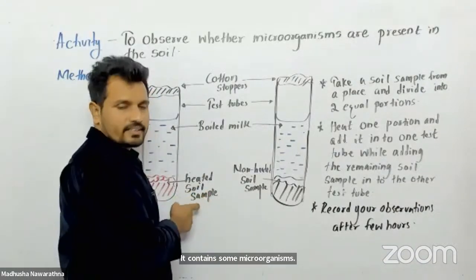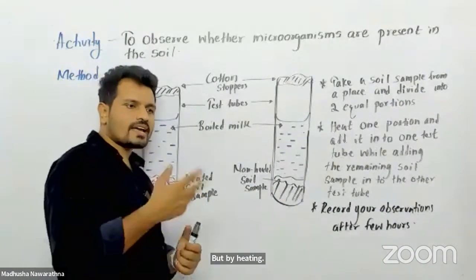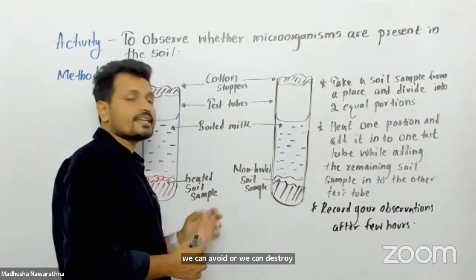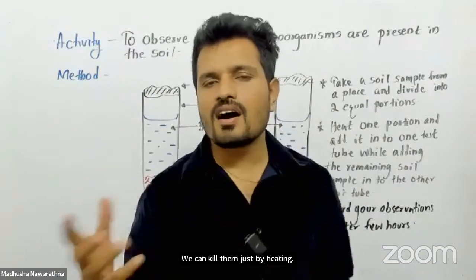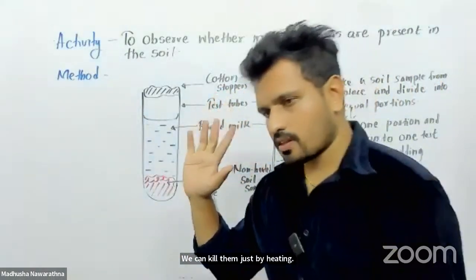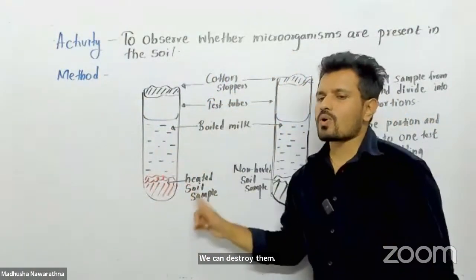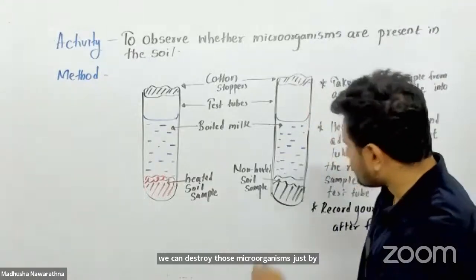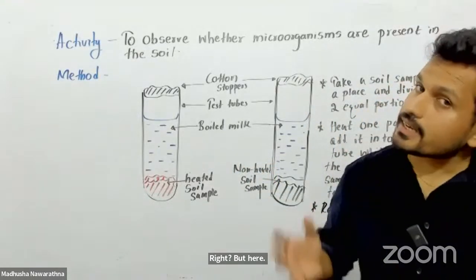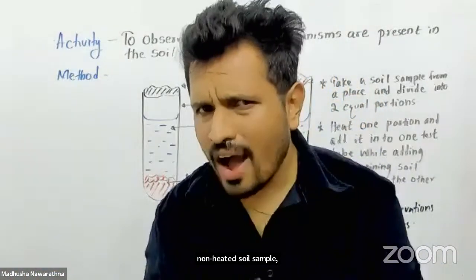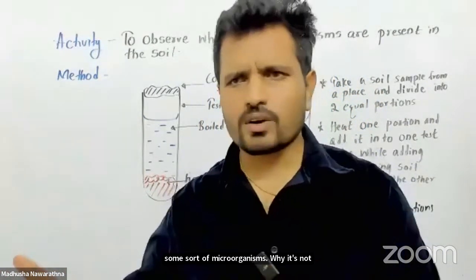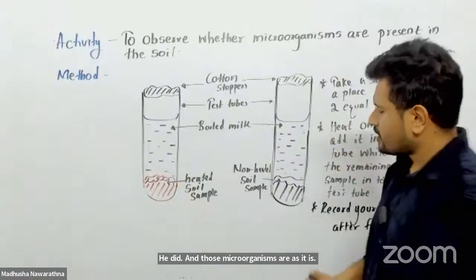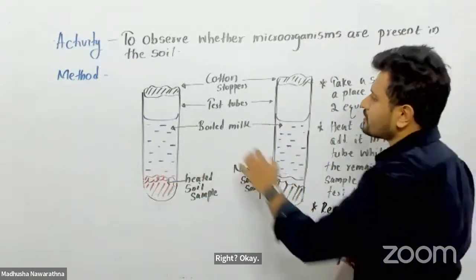But by heating, we can destroy all these microorganisms. We can kill them just by heating. We can destroy those microorganisms just by heating. That's why. Right? But here, the non-heated soil sample contains microorganisms. It's not heated, and those microorganisms are as they are. Right? Okay. So therefore, what will happen with this milk?